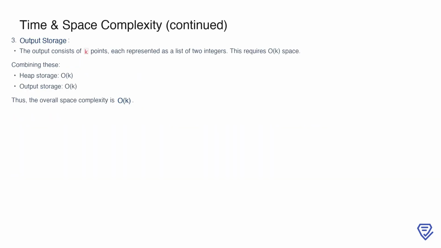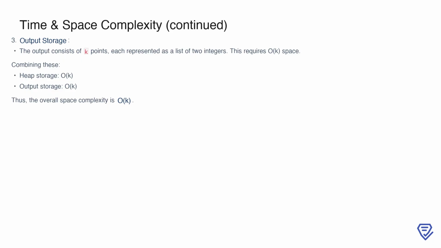In addition to the heap, we must also consider the output storage. The output consists of k points, where each point is represented as a list of two integers. This requires O(k) space, as we are simply storing the k closest points. When we combine the space used by the heap and the space used for the output, the total space complexity becomes O(k). Importantly, there are no other significant data structures or additional memory allocations in the algorithm. Therefore, the overall space complexity is determined entirely by the heap size and the output size, both of which are proportional to k.